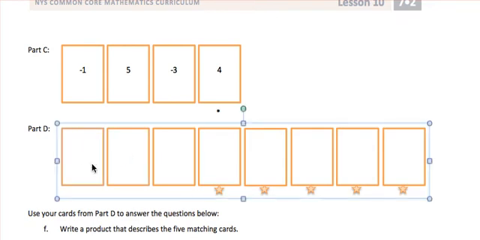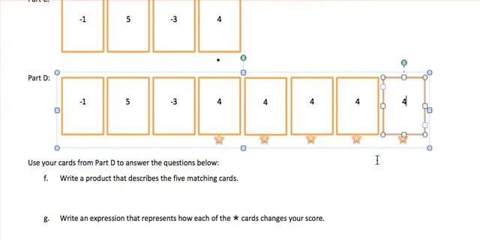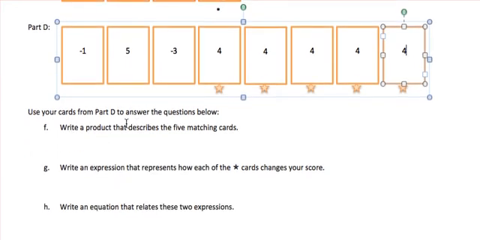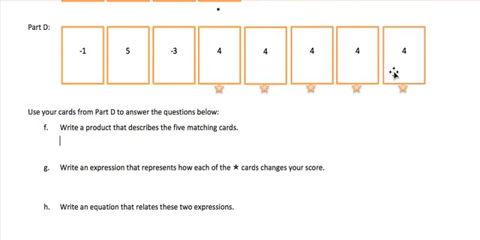So when we go down to part D, we would be doing the same thing. We would have -1, 5, -3, and finally our star card, which will be in all of the starred card spaces. And we'll use our cards from part D to answer the questions. Write a product that describes the 5 matching cards. That would be 4 times 5.